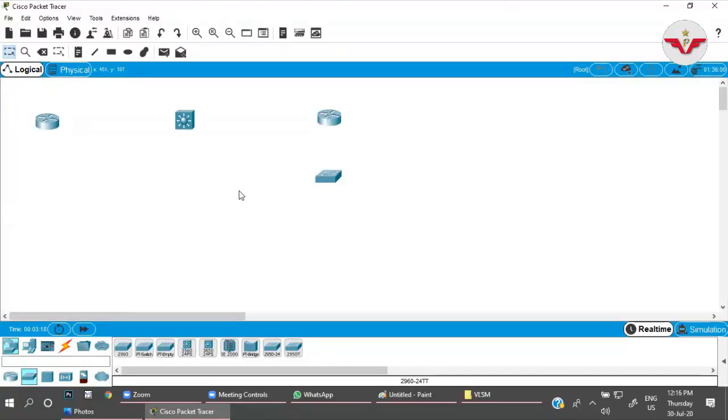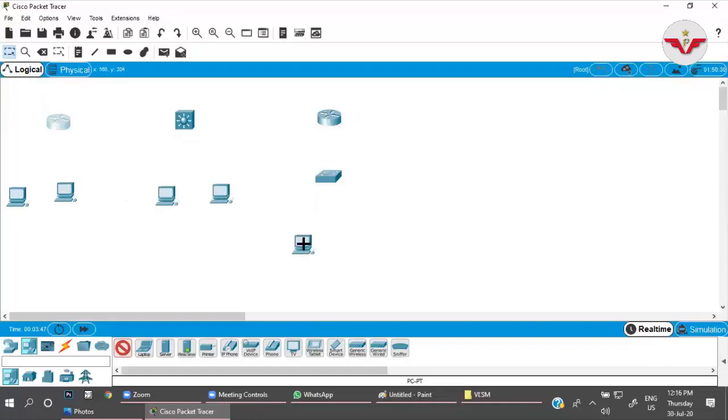Thank you. Okay, so this is our requirement. In the first scenario, I will use only the router ports to connect different networks. In the second scenario, I will use a layer 3 switch for VLAN configuration. And in the third scenario, I will use the router on a stick method. But before moving to that process, let me take a PC here.